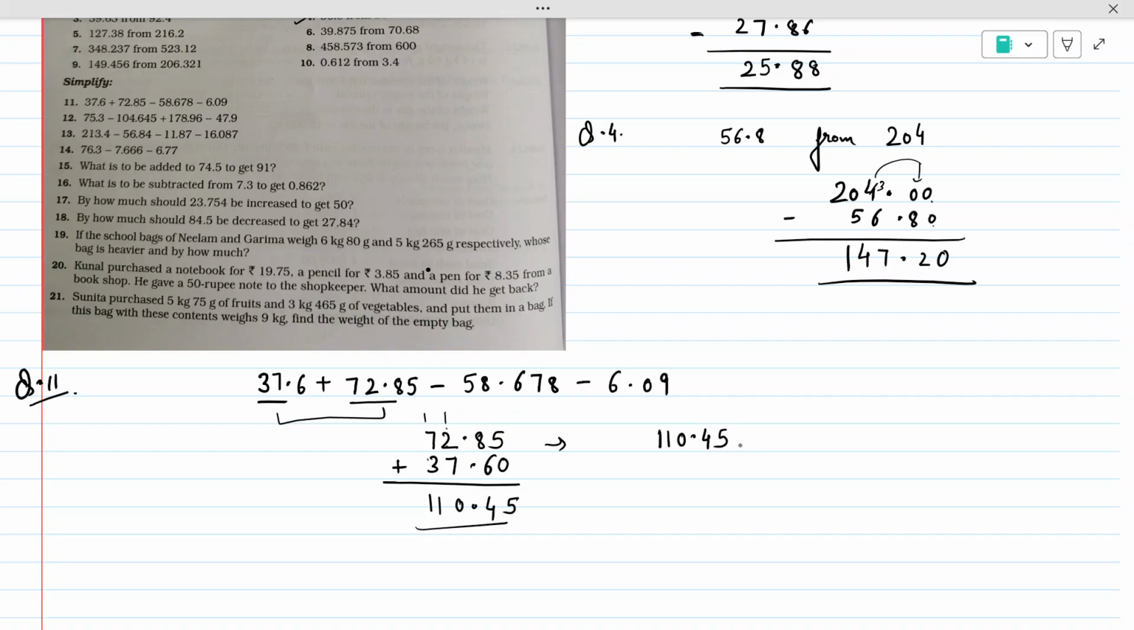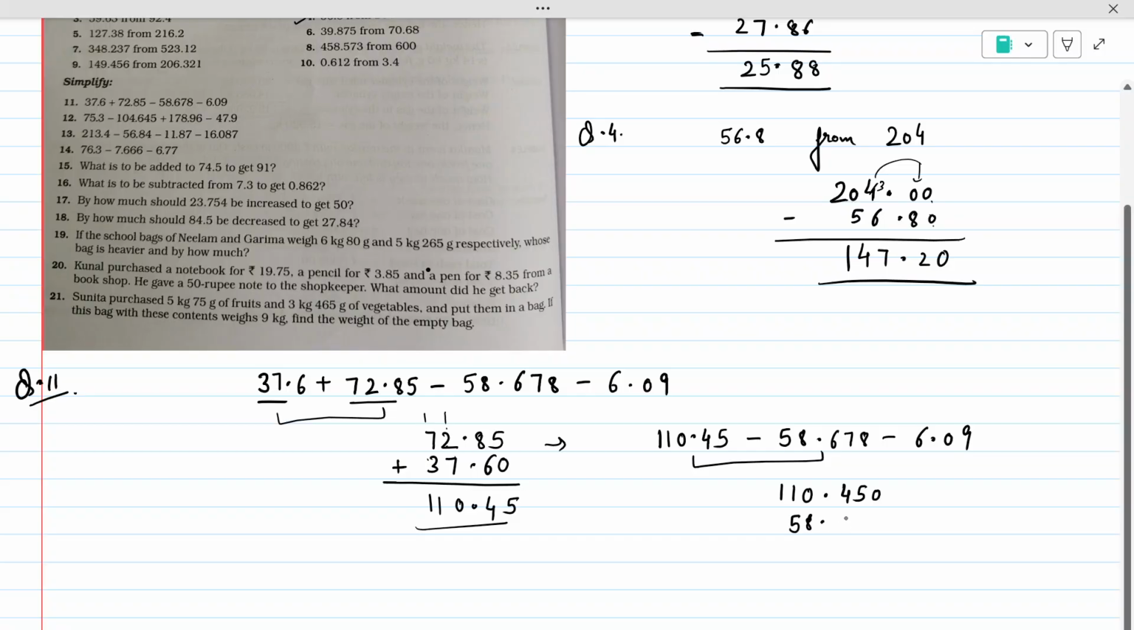Now from this we have to subtract 58.678 and 6.09. These two numbers we have to subtract. So let us first subtract the first number. This is 110.45. It has 2 decimal places, so we are adding 0 here, so that both the numbers are like decimals. And now just subtract this.